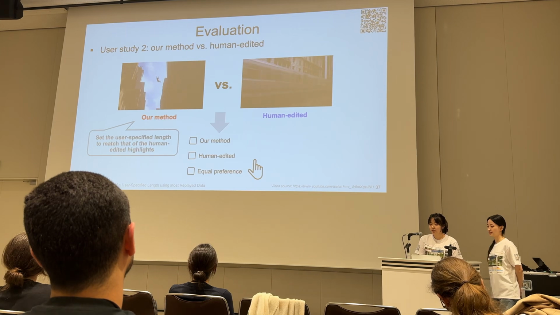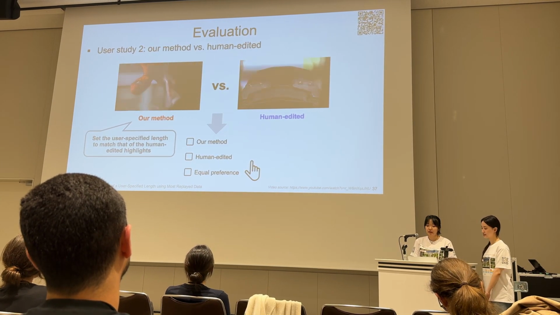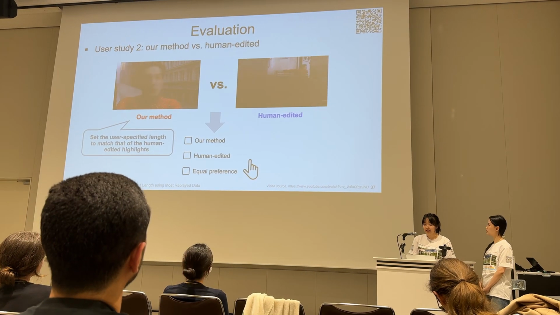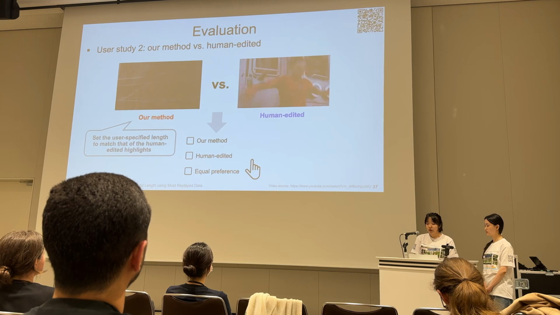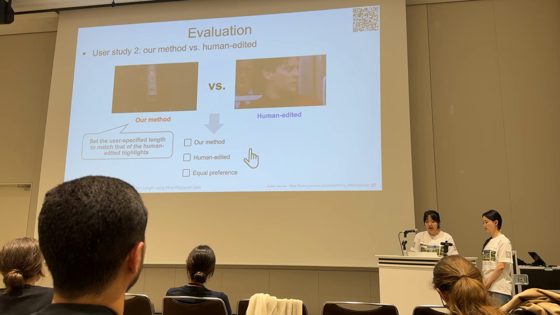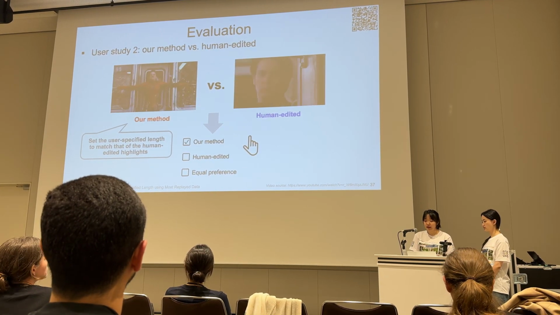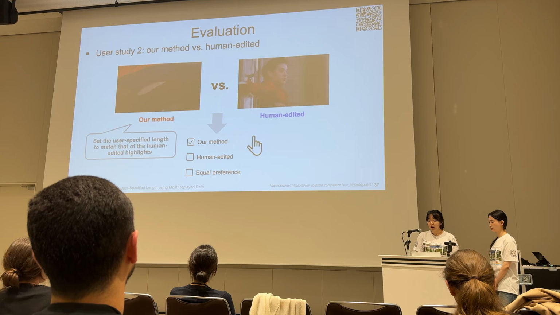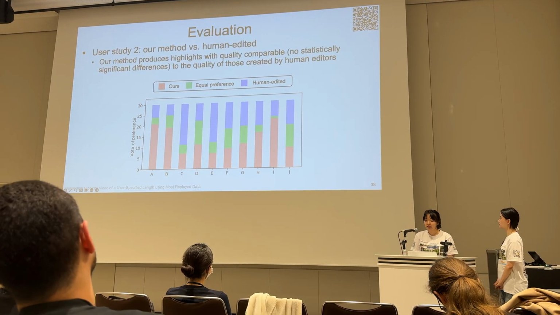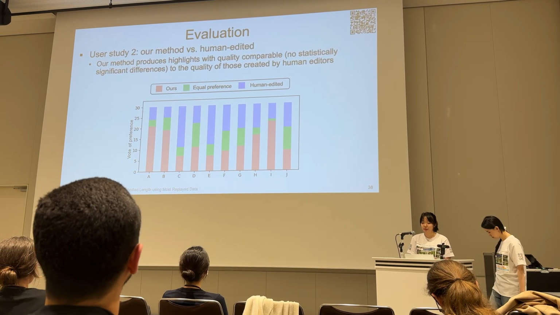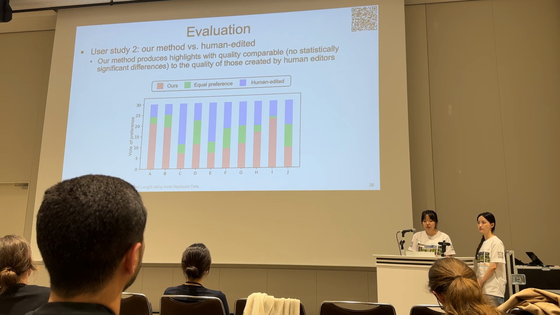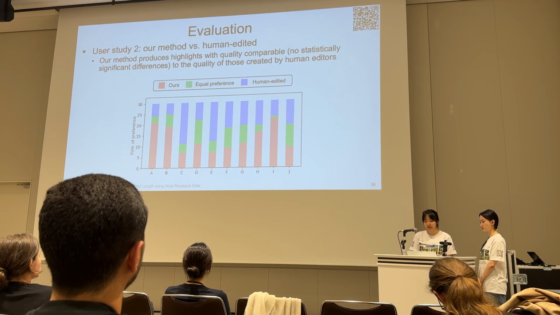In the second user study, participants compared highlights generated by our method against human-edited highlights, all edited from the same original footage. For human-edited highlights, we use those already uploaded on YouTube. We set the user-specified length of our method to match that of the human-edited highlights. After watching these 2 versions, participants were asked to select their preference among 3 options: our method, the human-edited, or the tie preference. The analysis reveals no statistically significant differences between ours and human-edited highlights, indicating our method can successfully produce highlights comparable in quality to those created by human editors.